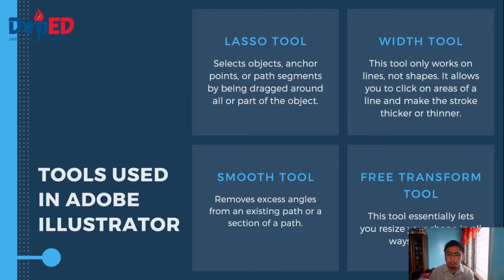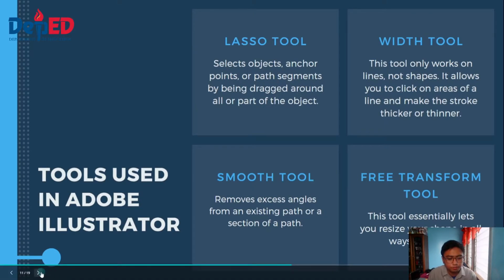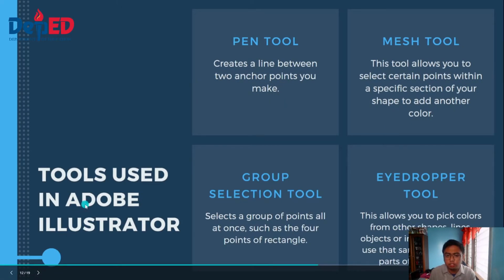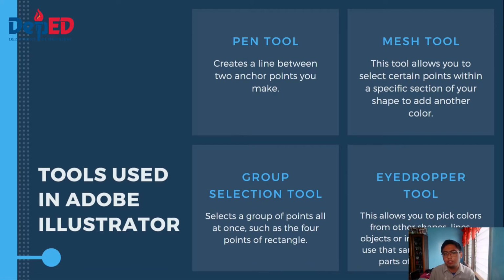Free transform tool. This tool essentially lets you resize your shape in all ways possible. So unlike width tool, unlike the other tools that I mentioned, free transform tool gives you freedom to change the size of your shapes. Then pen tool creates a line between two anchor points you make.